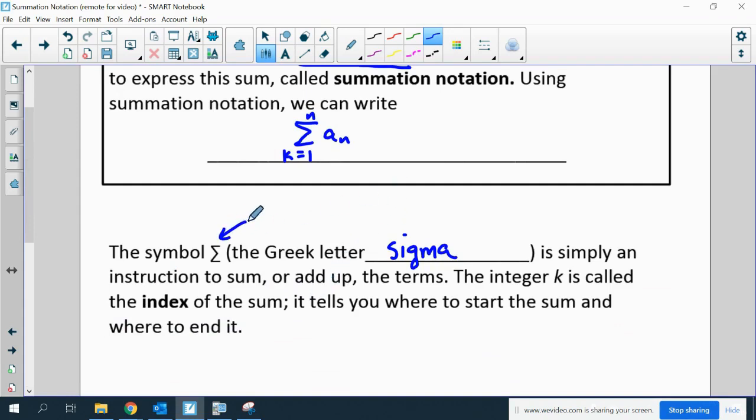Sigma just means sum them up. S for sigma, S for sum. Add them all up. That's basically what that means. The integer k is called the index. That tells you where to start, and then the part at the top tells you where to end it.